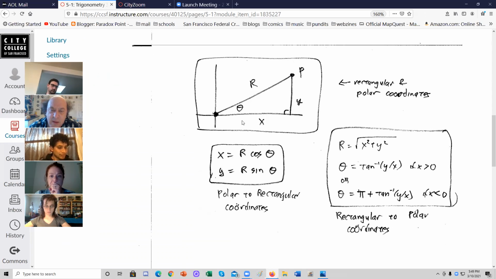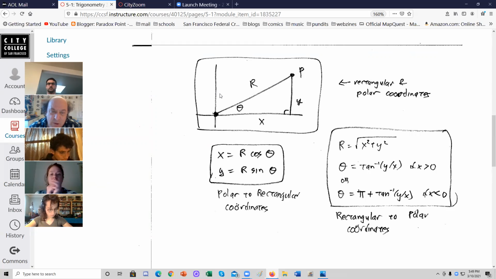Now this is a right angle triangle with right angle trig. X over r is cosine theta, so x is r cosine theta. Y over r is sine theta, so y equals r sine theta. This goes from polar coordinates and derives rectangular coordinates. Going the other way around, r is the third side of a right triangle, so use Pythagoras. r equals root of x squared plus y squared.